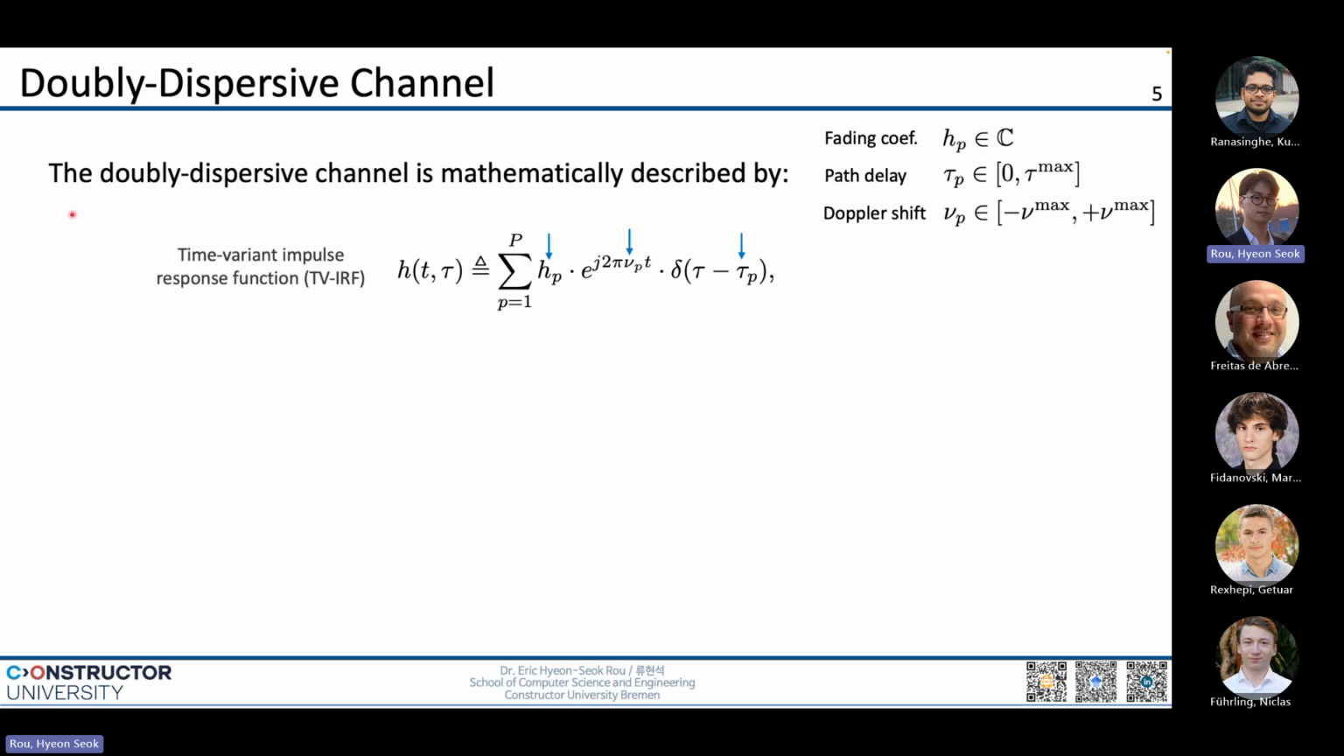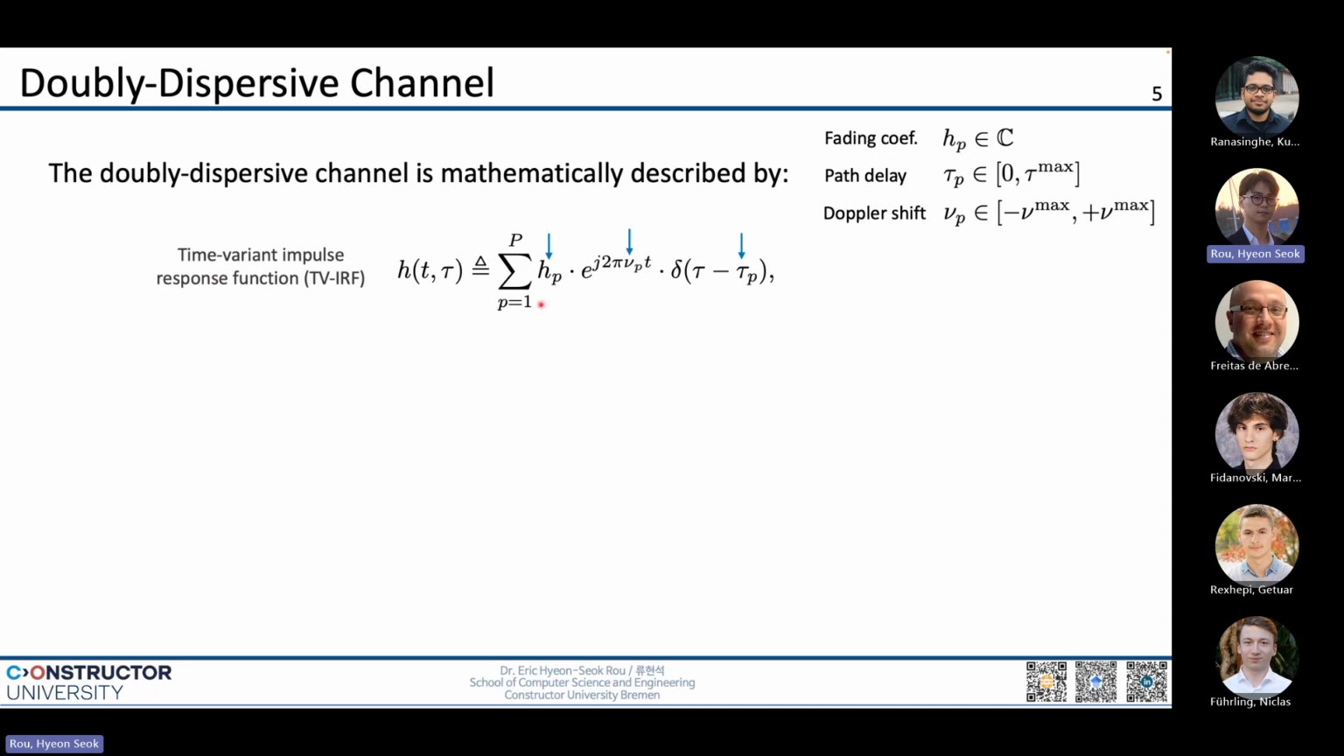So this doubly dispersive channel is described mathematically using this time variant impulse response function, or TVRF, and this is denoted by this h of t tau. And this consists of a summation of multiple paths, so p is the number of paths. And then we have the different parameters we saw before: the fading coefficient h, the path delay, which appears in this delta as an impulse. And then the Doppler shift appears in this fast varying time dependent term. So this t is instantaneous time. That's why it's called the time variant impulse response function.